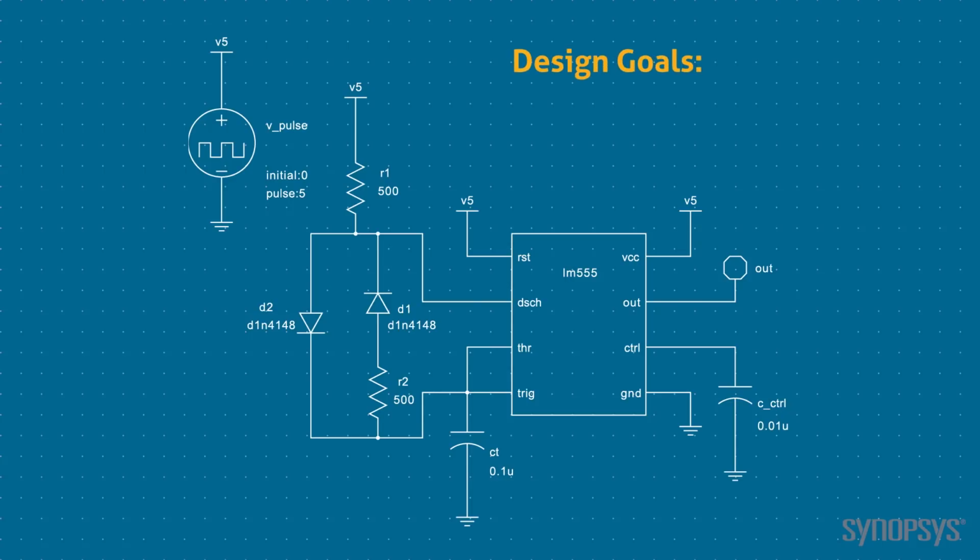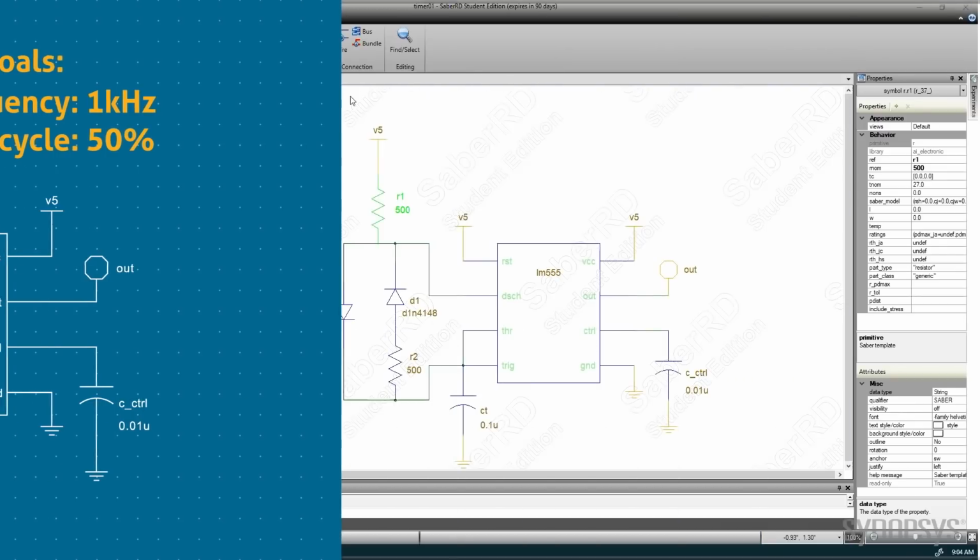The design specifications call for a frequency of 1 kHz and a duty cycle of 50%. The timing capacitor is fixed to a value of 0.1 microfarad. The optimizer will be used to vary both timing resistors to meet the design specifications.